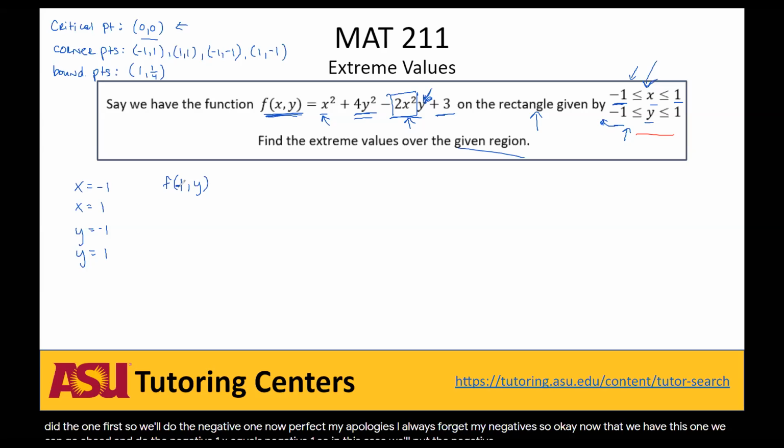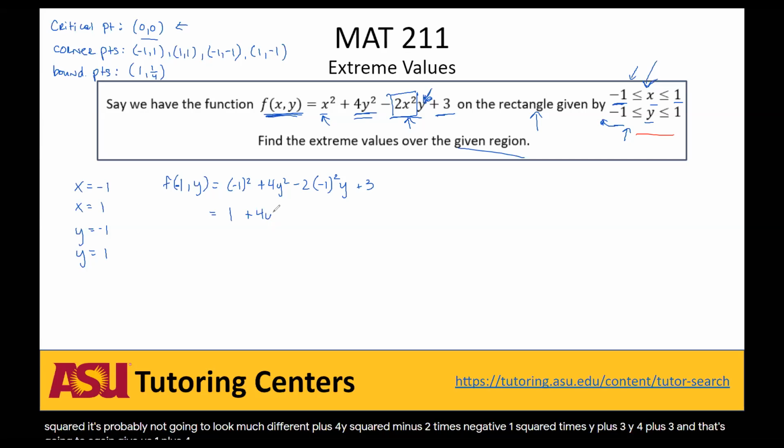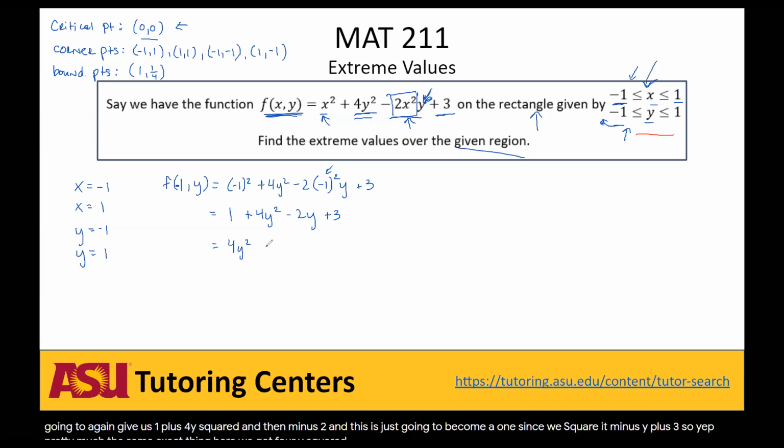So in this case, we'll put the negative back here, and we'll say that that is -1 squared. It's probably not going to look much different. Plus 4y squared minus 2 times -1 squared times y plus 3. And that's going to again give us 1 plus 4y squared, and then minus 2. And this is just going to become a 1 since we square it. So minus 2y plus 3. So yep, pretty much the same exact thing here. We got 4y squared minus 2y plus 4.